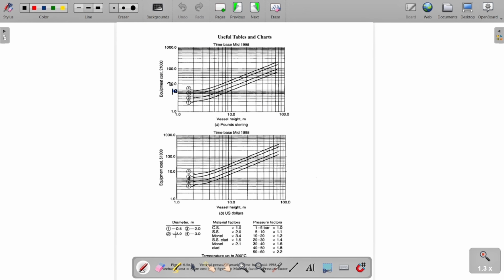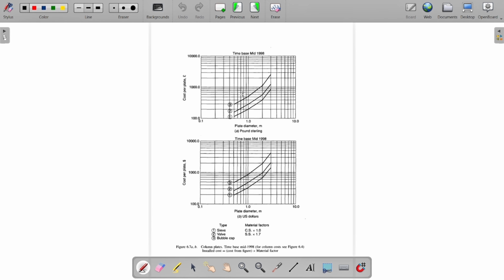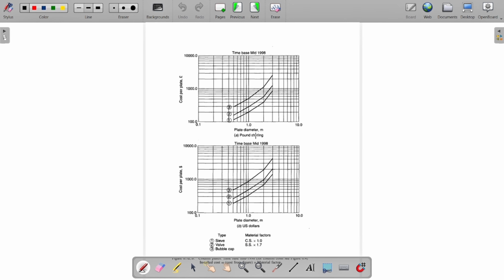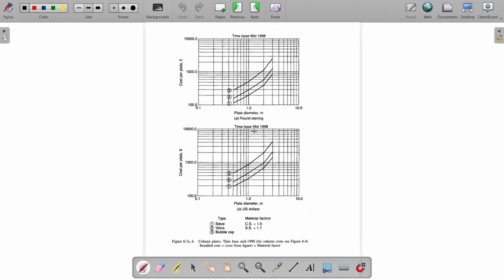Right. So if the diameter is 1 meter, then that means you are using number 2. But it depends on whether you're using dollars or pounds, right? So any of them. You use the vessel height against that one. Then the next one over here is for the plates. When you're using plates, that one too is the plate diameter against the type of plate, whether it's a sieve plate, a valve, or a bubble cap, right? So that we can actually read the cost of it.